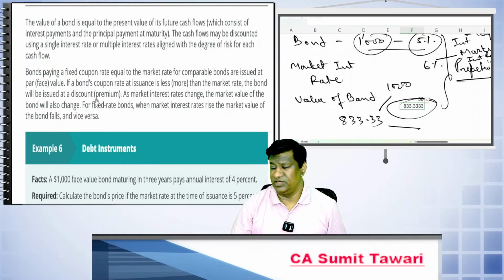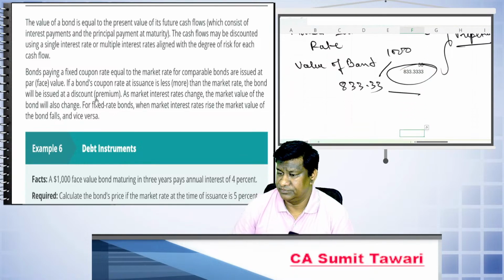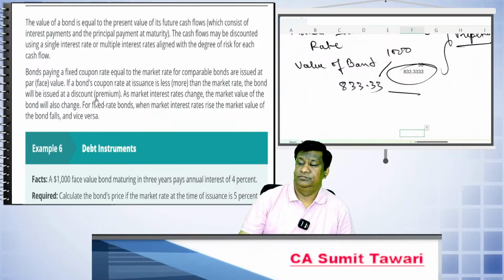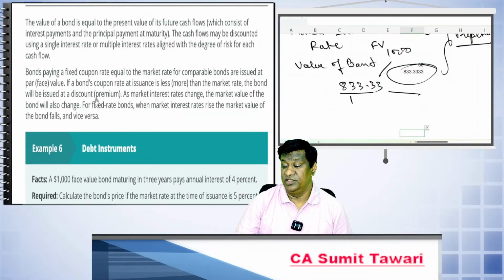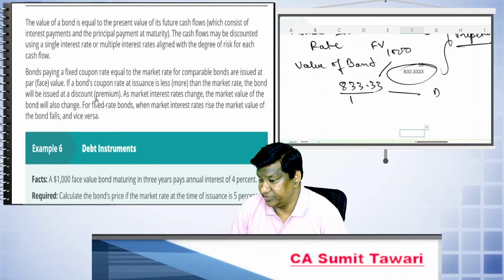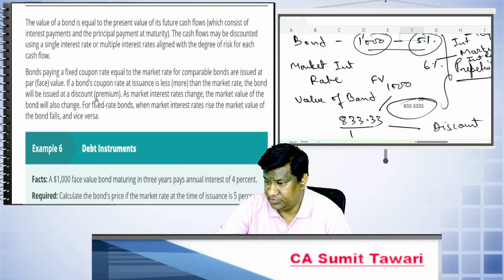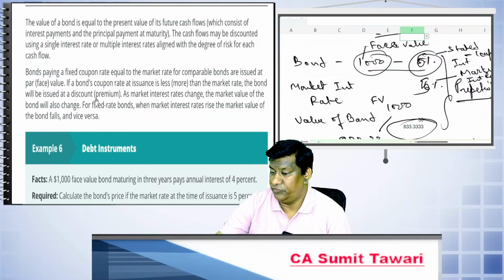What does it mean? Whether we are selling at a discount or a premium? Can anyone guess? Face value is 1000. I am selling at 833.33. So whether I am selling at a premium or at a discount? Discount. Discount, absolutely. Okay. Now I'll reverse the number. Like this is 6% and this is 5%. What would be the value of the bond? Can anyone calculate?